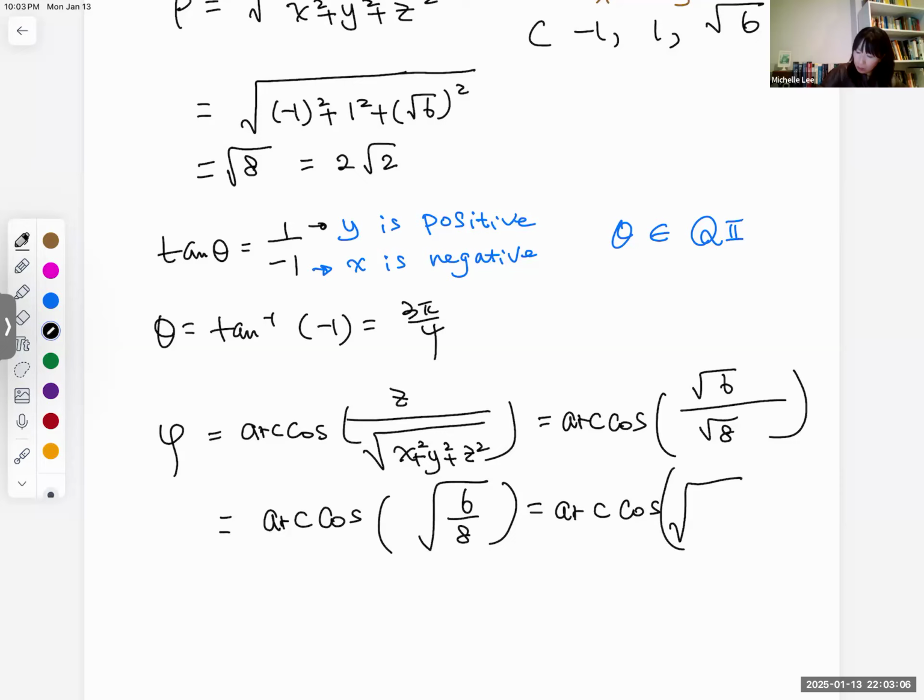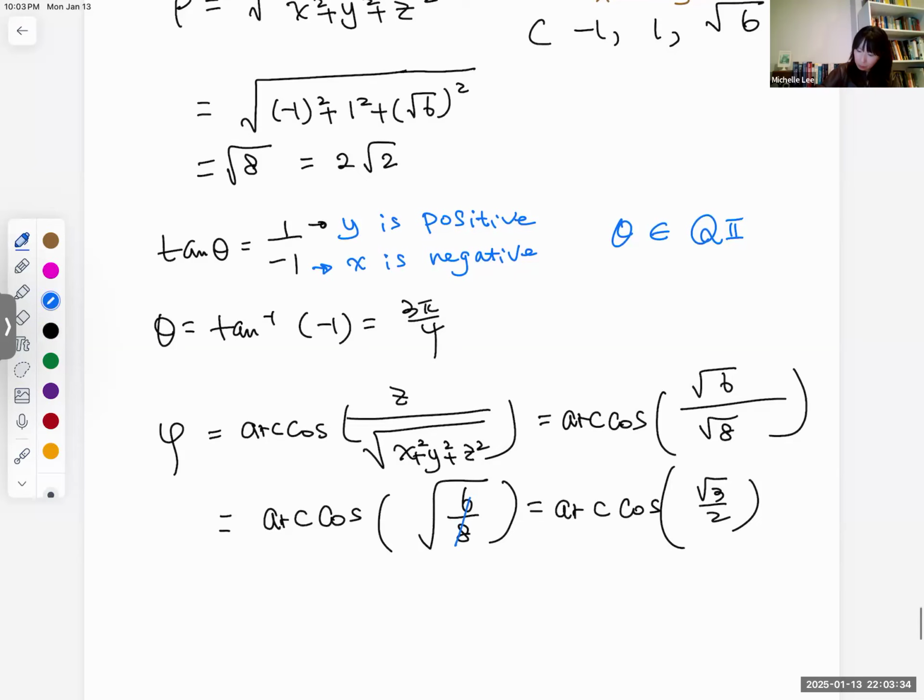Simplify, so we have the square root of 3 over 2. Then the inverse cosine of the square root of 3 over 2 gives pi over 6. Phi equals pi over 6.